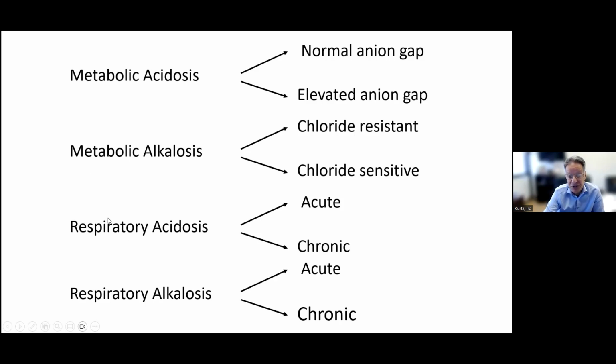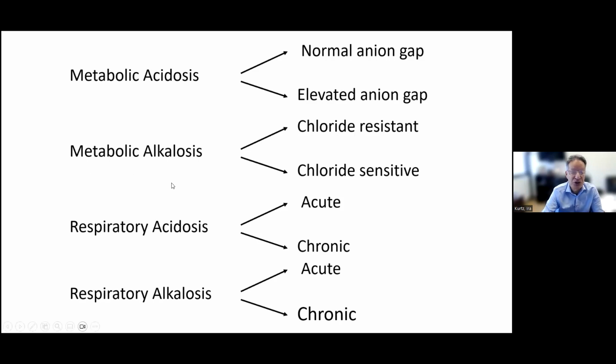Respiratory acidosis, we don't divide by compensation. We don't divide by anion gap. We don't divide by urine chloride. We divide by a temporal subdivision that we call acute or chronic. And the same with respiratory alkalosis. We never use the word primary or secondary, so rid that from your vocabulary.